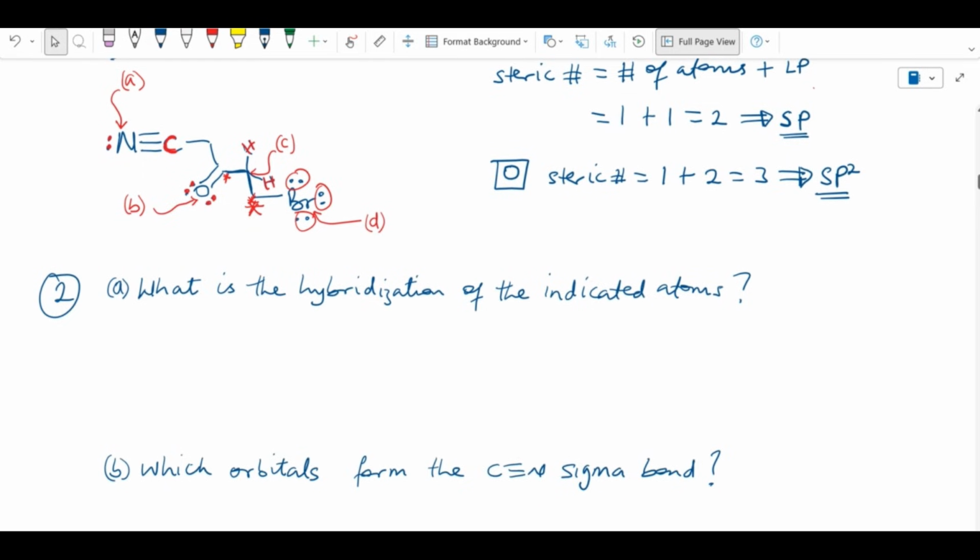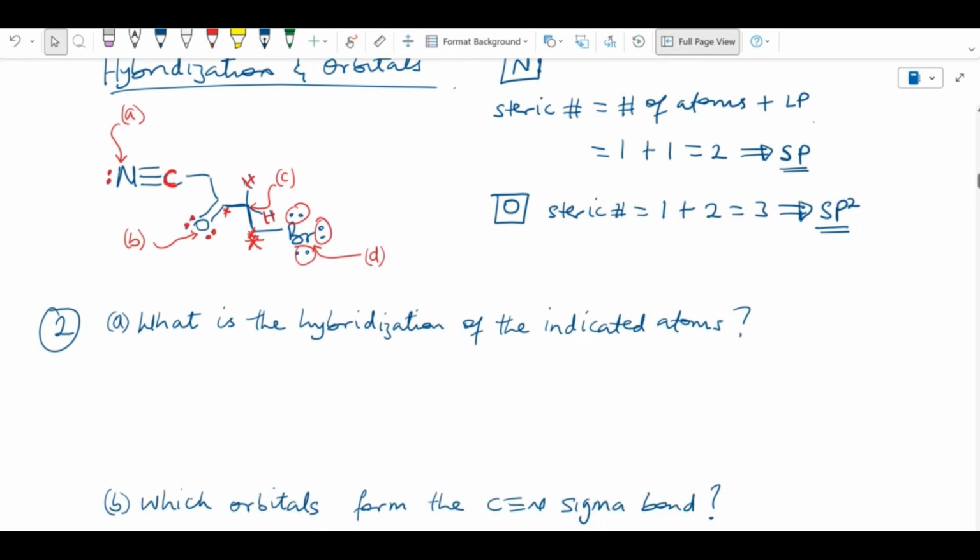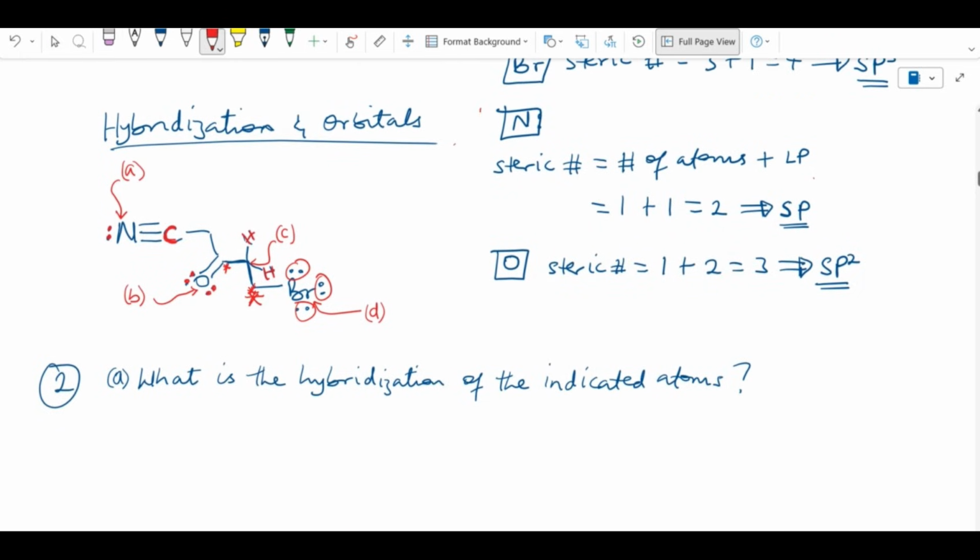So we already know the hybridized orbital for the nitrogen. We determined that nitrogen has sp hybridized orbital. So we're going to determine the hybridized orbital for this carbon. The steric number is going to be the number of atoms attached, which is 1 and 2. So the steric number for that carbon is 2 plus 0. It doesn't have any lone pair, so it will be 0. So it's 2 plus 0, which is 2, which gives us sp hybridized orbital.